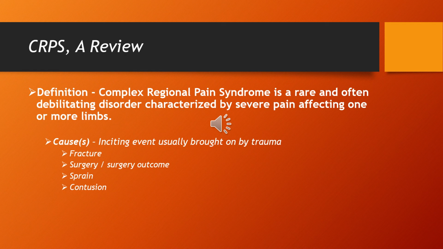CRPS is defined as a rare and often debilitating disorder characterized by severe pain affecting one or more limbs. The cause is an inciting event that is usually brought about by trauma, such as a fracture, a surgery outcome, a sprain, or something as simple as a contusion. Also keep in mind that in approximately 10% of the cases, the precipitating cause is unknown.